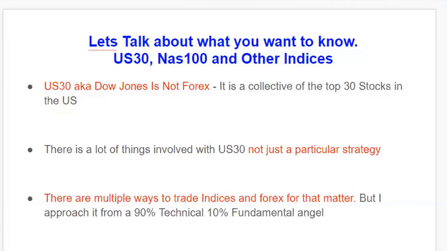Now, there's a lot of things involved with the US30 and not just one particular strategy, which is why in the beginning I said that if you don't have a clear understanding of market structure or how market cycles or even price action work, then don't look at any of these indices until you have a good grasp on that stuff. Now, there are multiple ways to trade indices and forex for that matter, but I approach indices with a 90% technical mindset and a 10% fundamental mindset. That's just the way I trade.